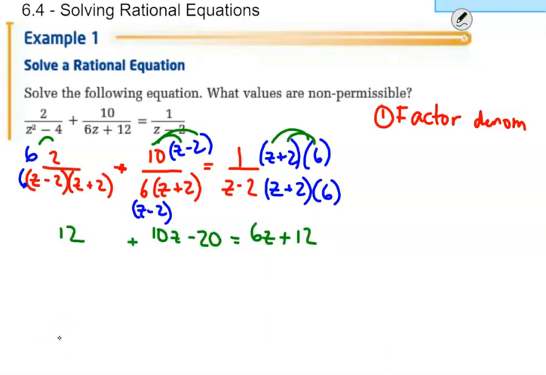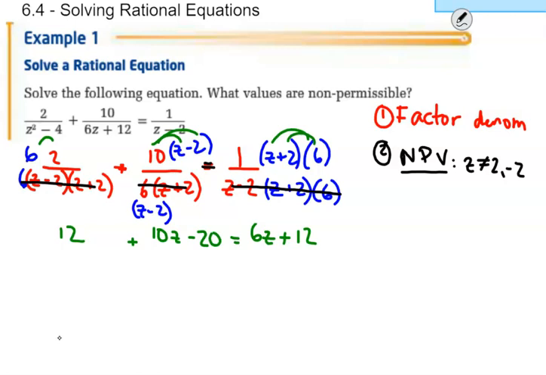Now the cool thing about solving an equation, again, we know it's an equation because there's an equal sign, is that once I get a common denominator, that part is not needed anymore besides for the non-permissible values. So once I find my non-permissibles, which here are z not equal to 2 or negative 2, then we can cross them out and only work with our top part that was all multiplied.